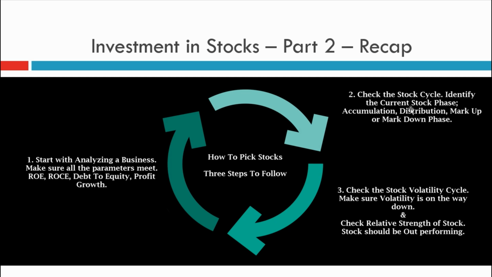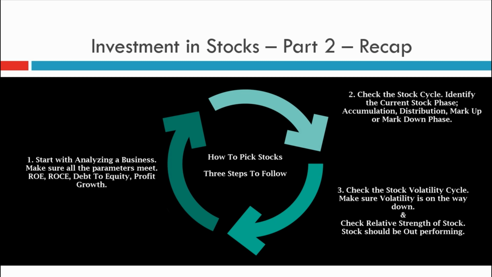Then we check for the stock cycle. We need to see whether the stock is coming out of an accumulation region. We do not want to buy stocks which are in a distribution region or in a markdown phase. The third step was to check the volatility of the stock, wherein we want to invest only in those stocks where the volatility cycle is on the way down. And the last step, of course, was to check the relative strength of the stock, which is just a means to see whether the stock is underperforming or outperforming the broader market.